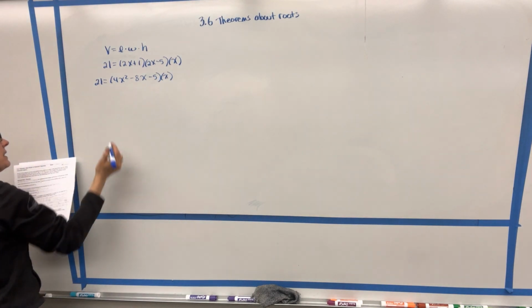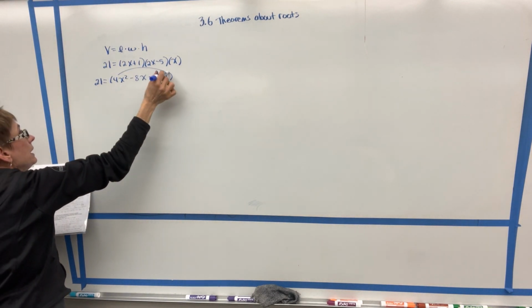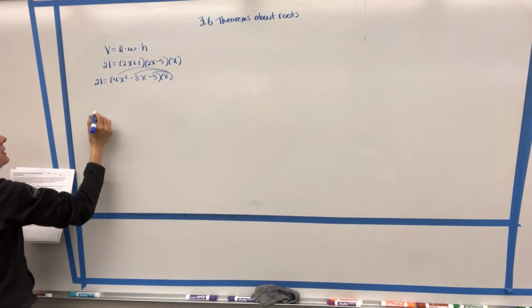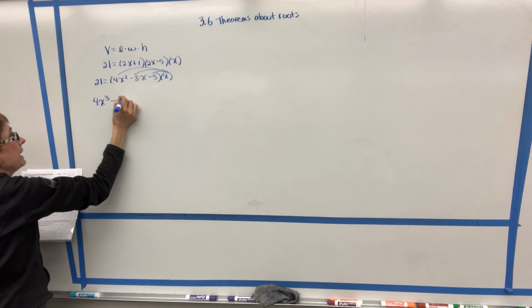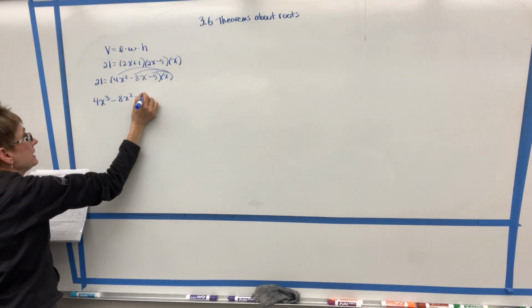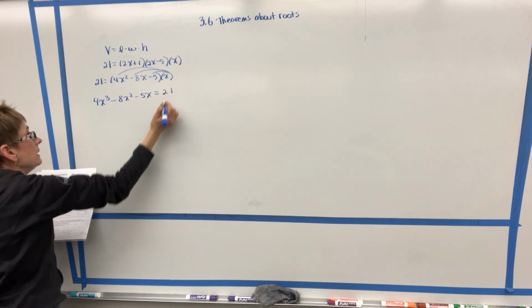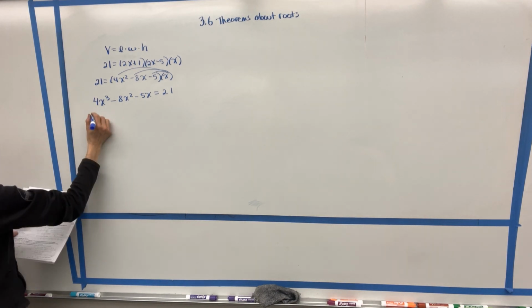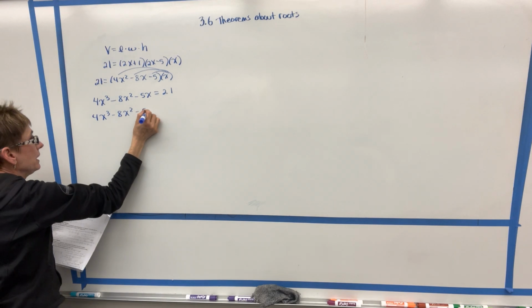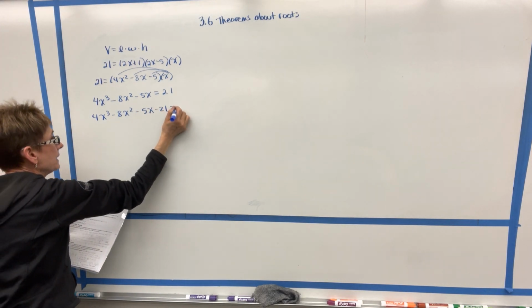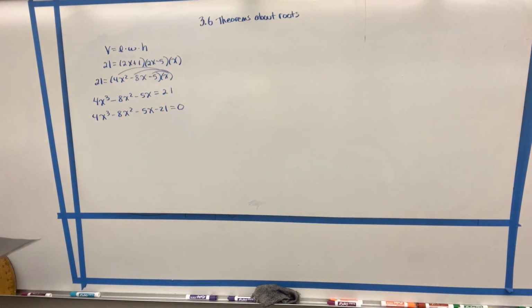If I take x times everything, and I think I'm going to put this on the left, I'm going to get 4x cubed minus 8x squared minus 5x. And then when I subtract the 21, 4x cubed minus 8x squared minus 5x minus 21 equals 0.